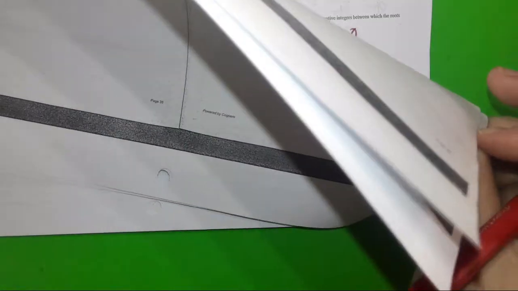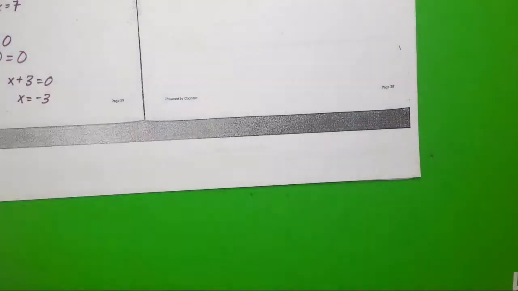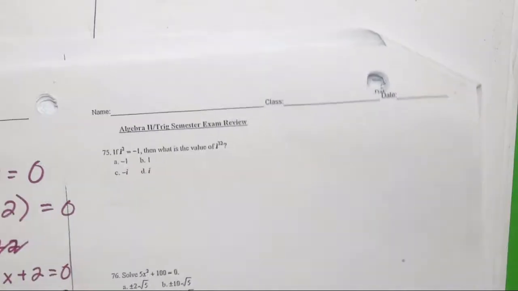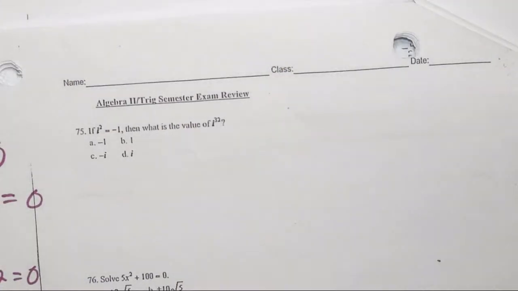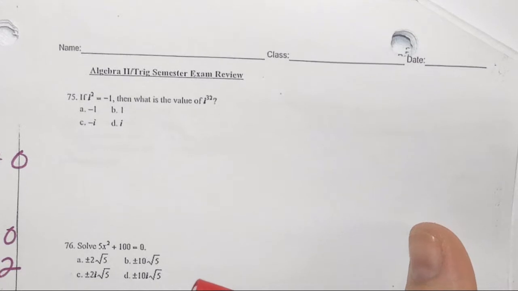Okay, so we were on 75. Surely we can do 75 and 94 today. We're that good. Let's go back to 75. It was a complex number problem. Number 75 says, if i squared is -1, then what is the value of i to the 32?